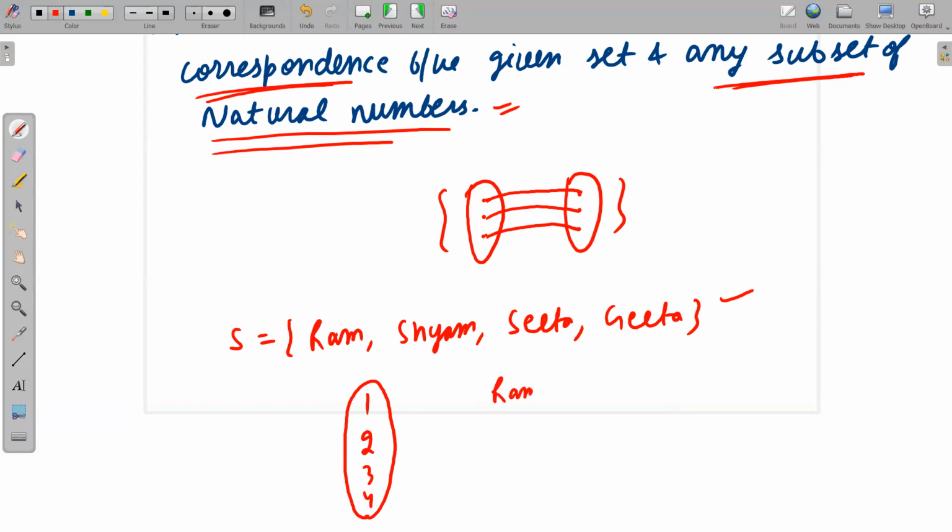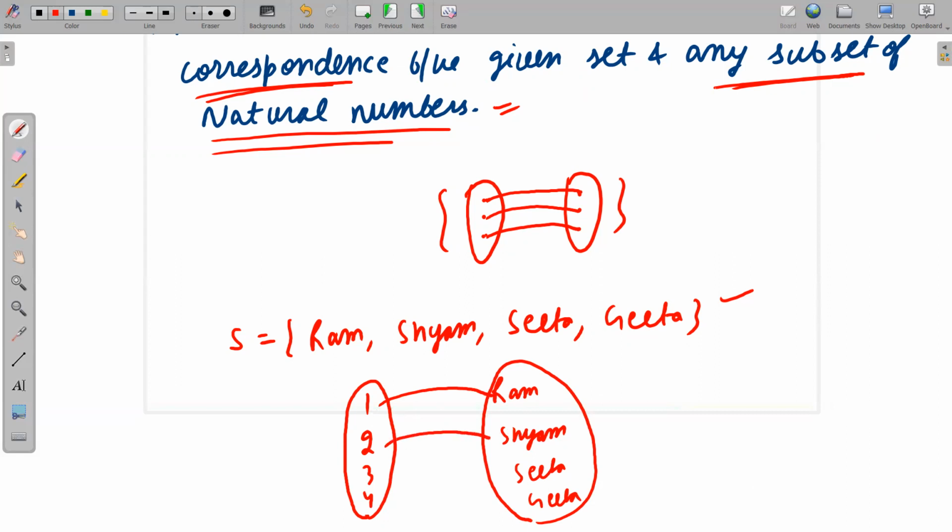And I will write here Ram, Sham, Sita, Geeta. And it's your choice. You map 1 with Ram or map 1 with Sham and so on. It's your own choice. So I am mapping like this. So I have established a one-to-one correspondence between a subset of natural numbers and this set of 4 elements. So I will say that this set is countable.